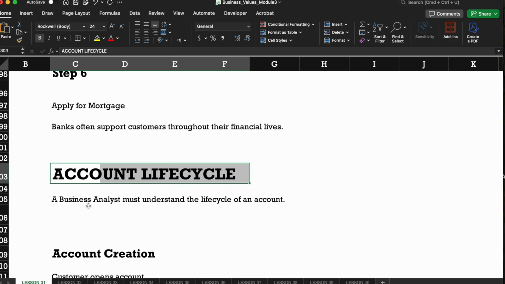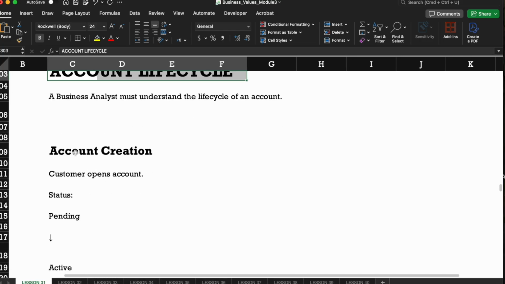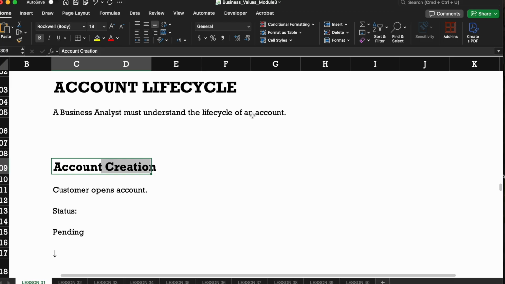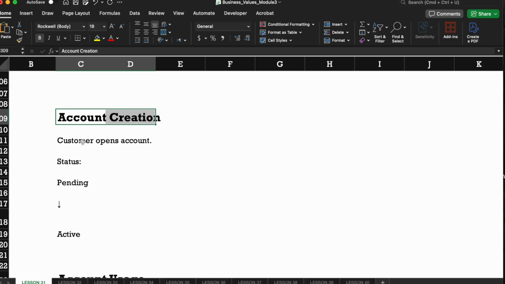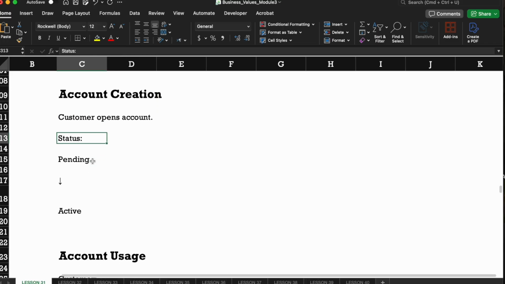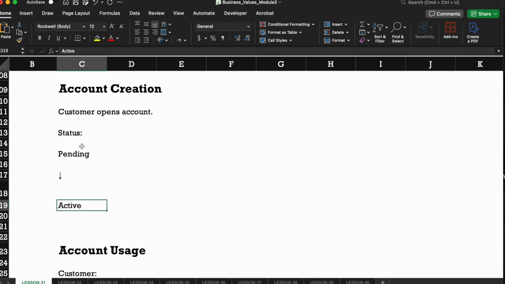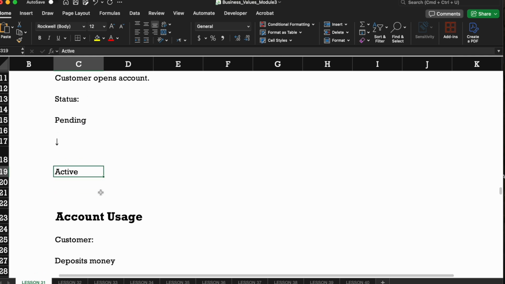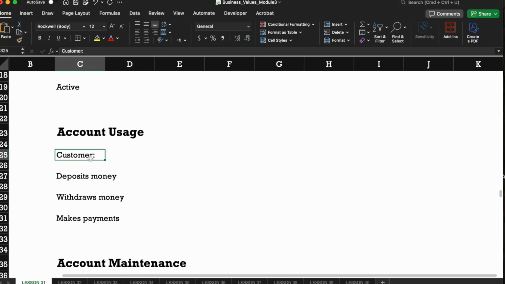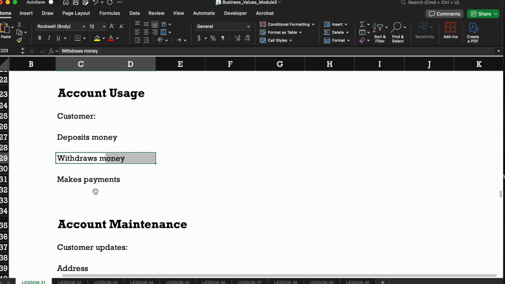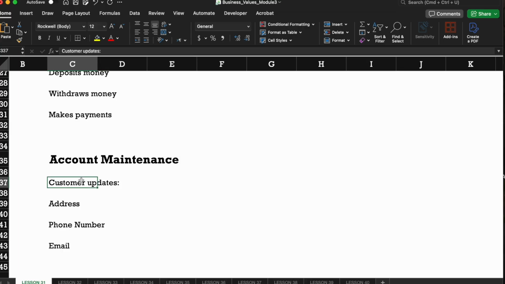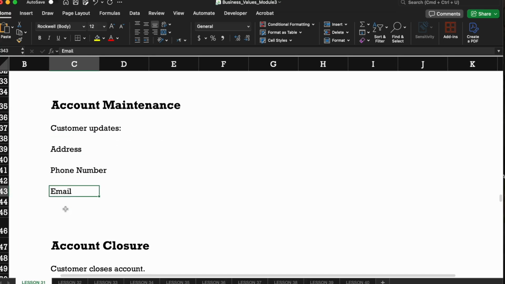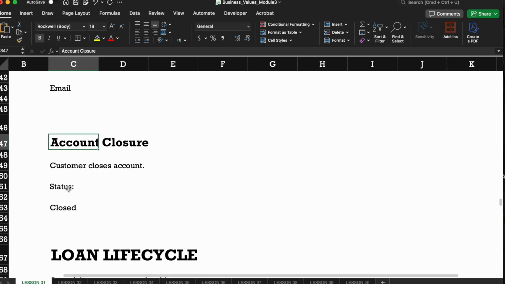Account life cycle. A business analyst must understand the life cycle of an account. Account creation: the customer opens an account, status pending, active. I'm just giving an idea, we'll get into more detail later. Account usage: the customer deposits money, withdraws money, makes payments. Account maintenance: the customer updates address, phone number, email. Account closure: the customer closes the account, status closed.